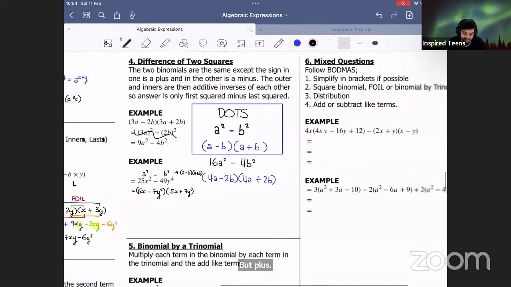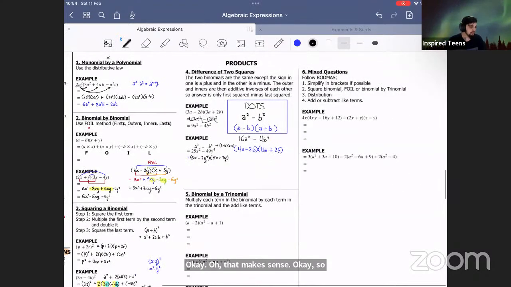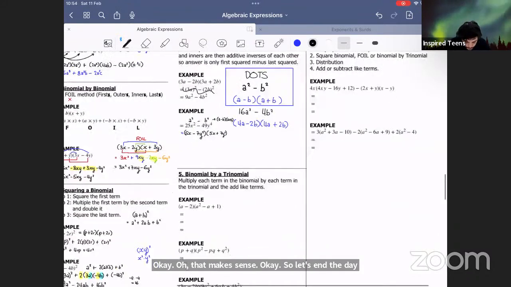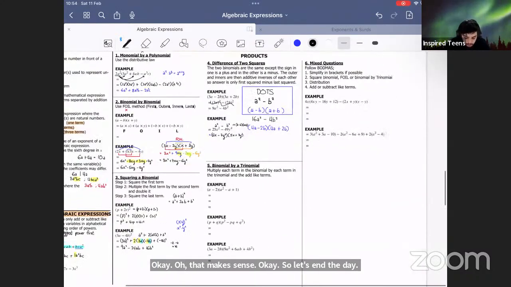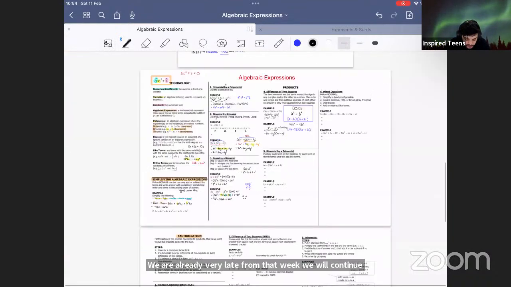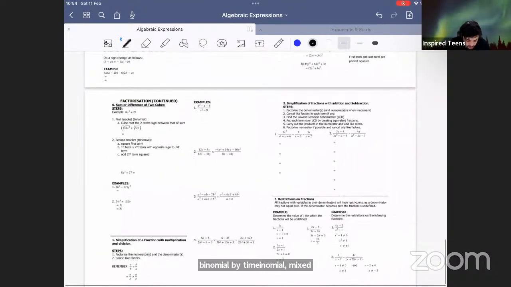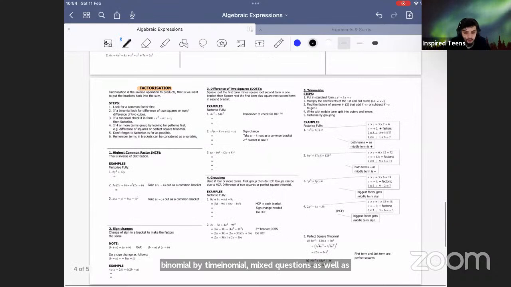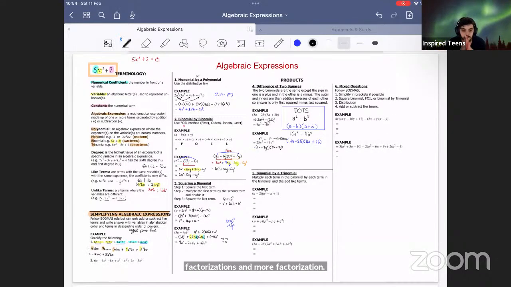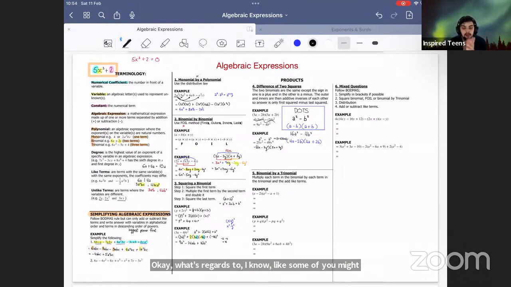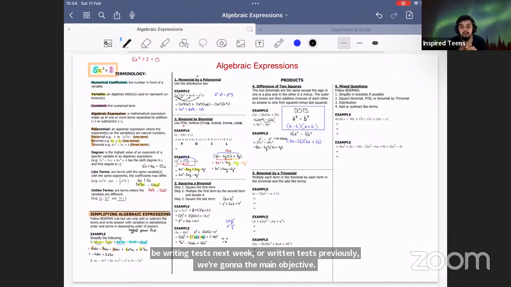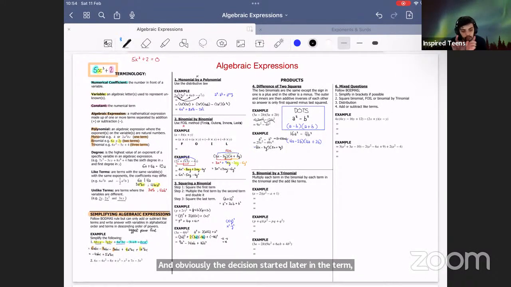I hope that makes sense. Let's end it there. We are already very late. From next week, we will continue with binomial by trinomial, mixed questions, as well as factorizations and more factorization. I know some of you might be writing tests next week or have written tests previously. The main objective for now, since the tuition started later in the term, is to try and complete all the work for your term 1 examinations.